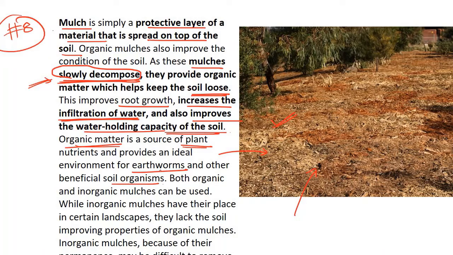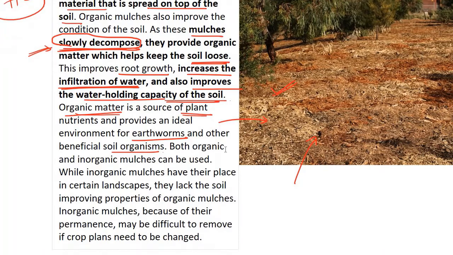तो inorganic mulches भी use कर सकते हैं, but उनमें वो properties नहीं होते, उनका जो basic purpose है वो तो fulfill हो जाएगा. So it basically can help maintain the soil moisture, but उसके बाकी benefits जो हैं, they do not have the properties that can improve the quality of the soil, right? So inorganic mulches are, because they are permanent, basically they can be difficult to remove if crop plants have to be changed. So mulching is basic. Organic mulching is much better.